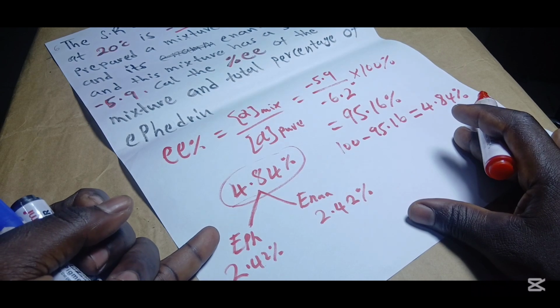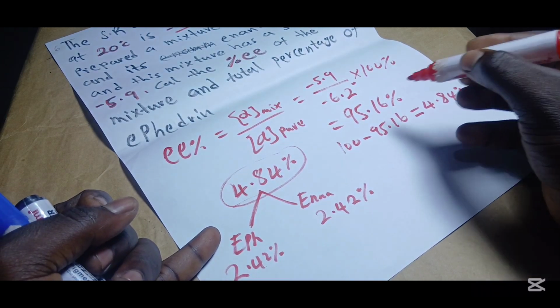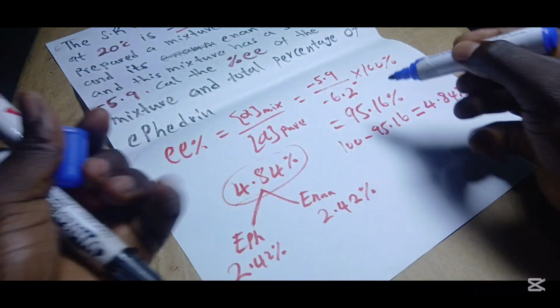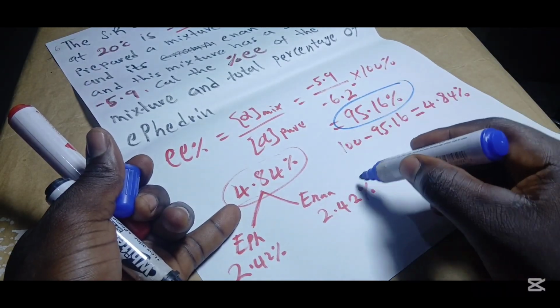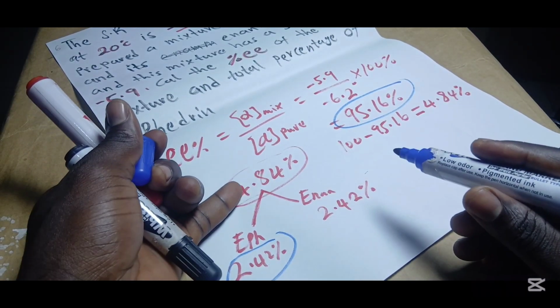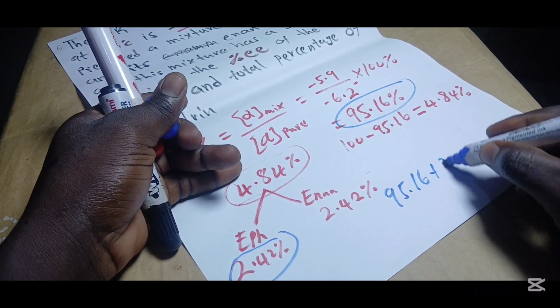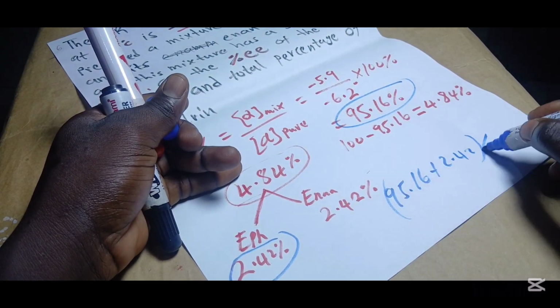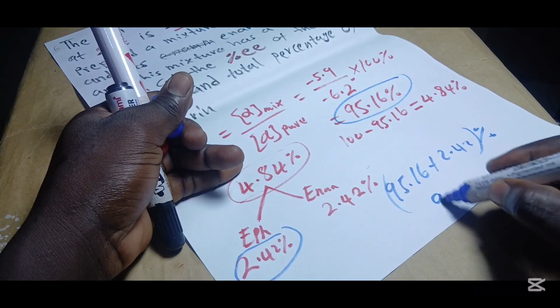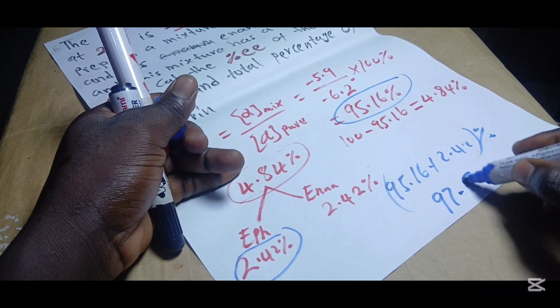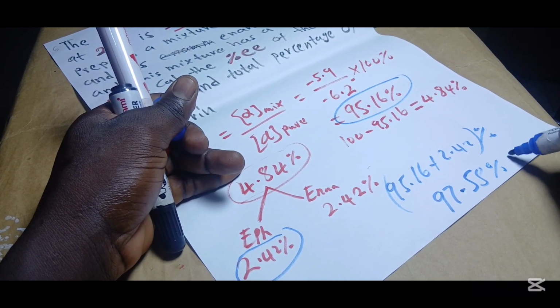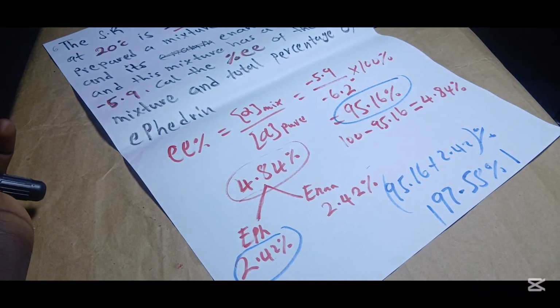So the total percentage of ephedrine here is this value plus 2.42. So 95.16 plus 2.42, all in percentage, will give us 97.58%. So this is the total percentage of ephedrine.